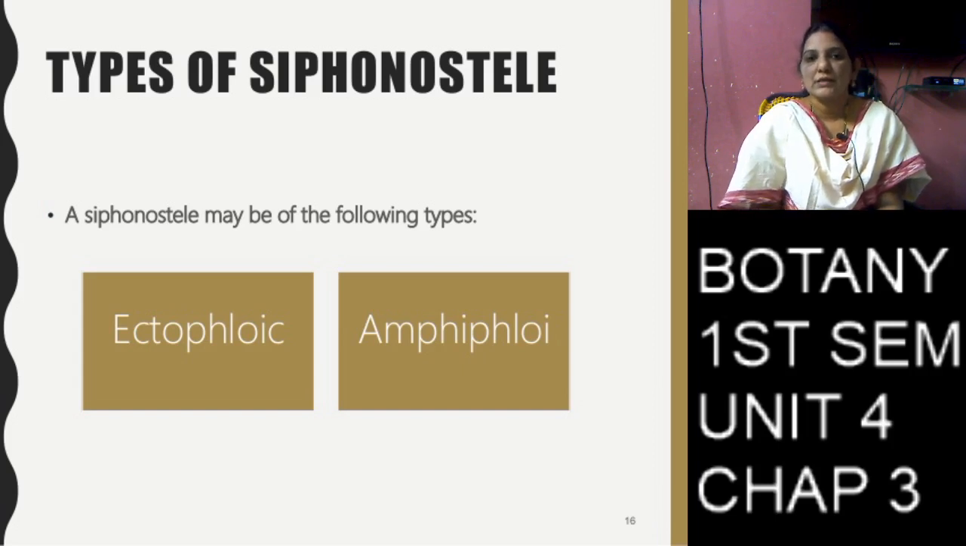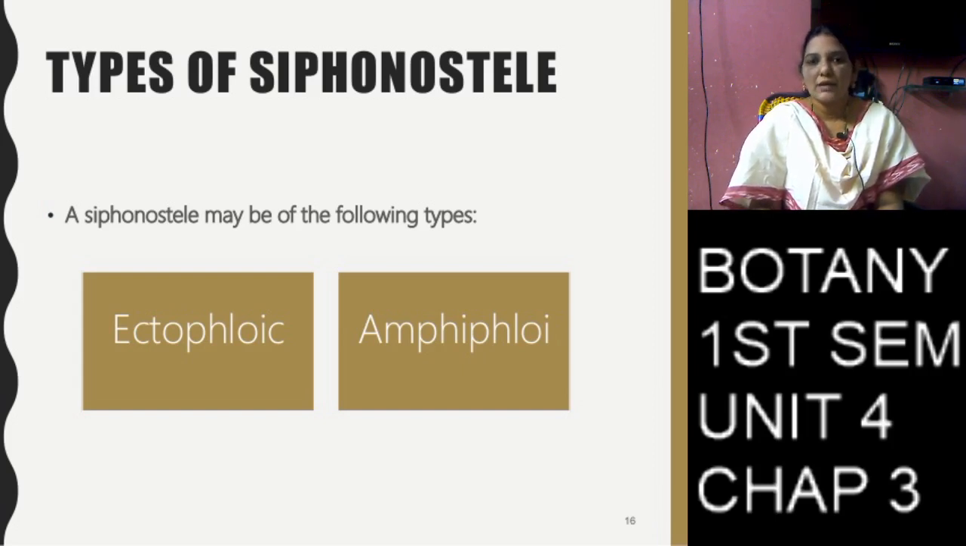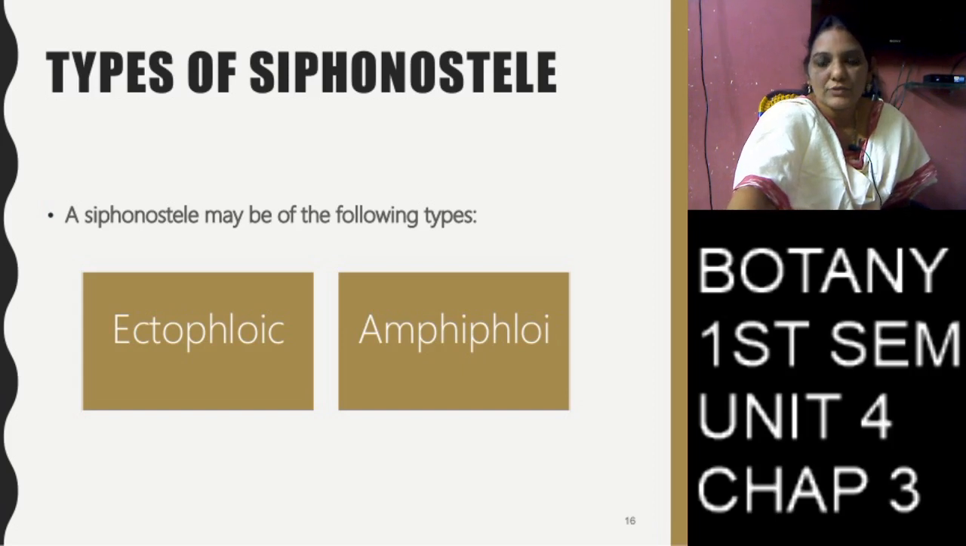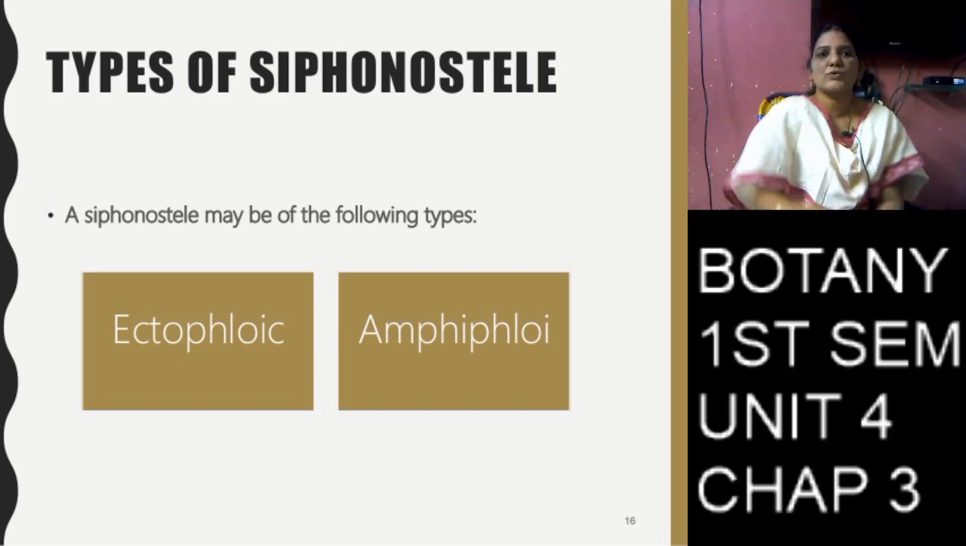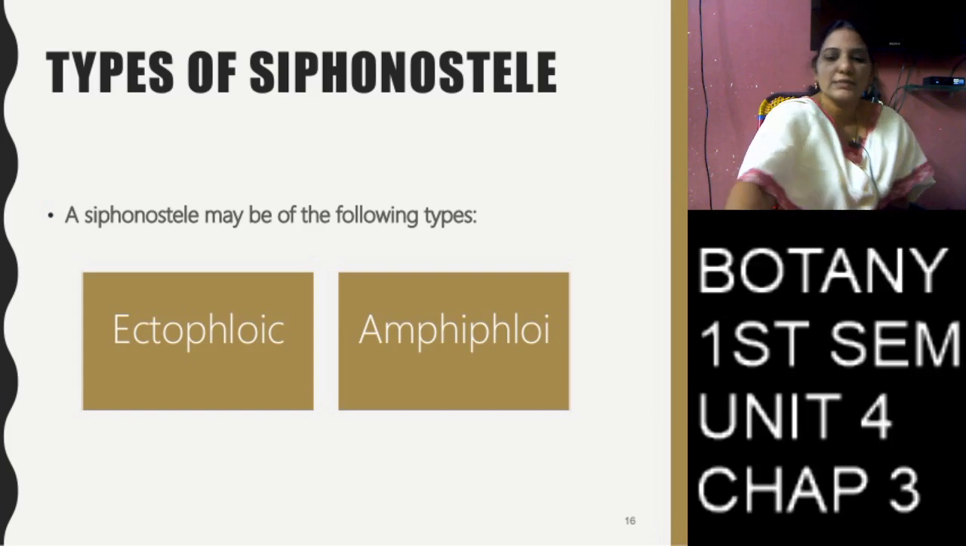So the type of stele which has a medulla is called siphonostele. The siphonostele is again divided into two types: one is ectophloic siphonostele, and another one is amphiphloic siphonostele.